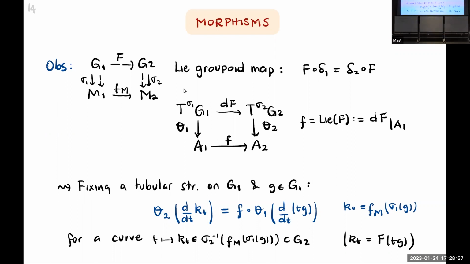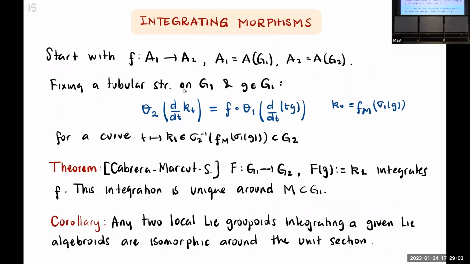As soon as you have that, then of course it's not surprising that you have the following result. Suppose that you start with a Lie algebroid morphism, and suppose that these algebroids come from local groupoids G1 and G2. As soon as you fix a tubular structure on G1, you will get this ODE in terms of the model Pfaffian forms. You can always solve this ODE because theta 2, as I told you, are model Pfaffian forms and are fiber-wise isomorphisms. You can invert the model Pfaffian forms.